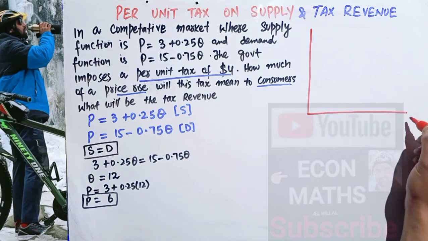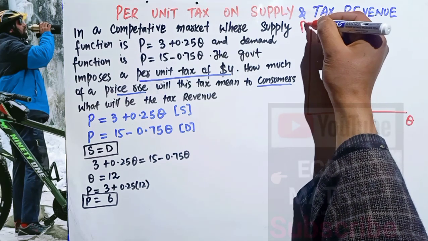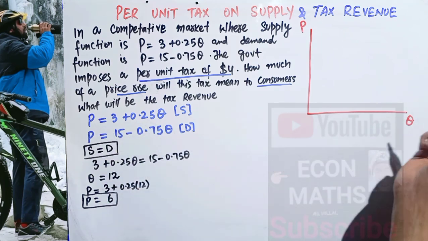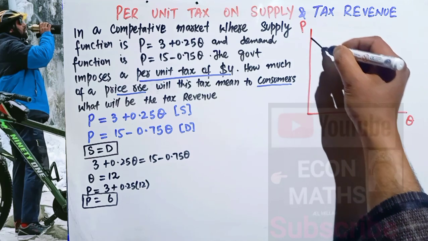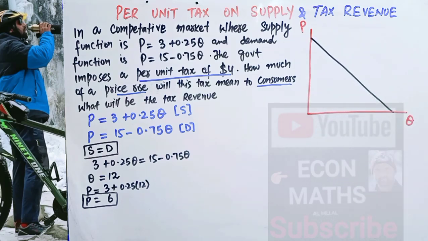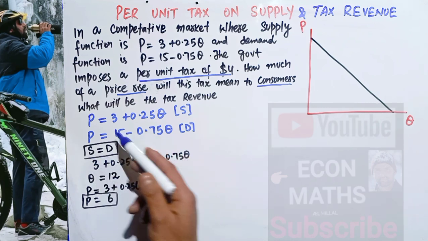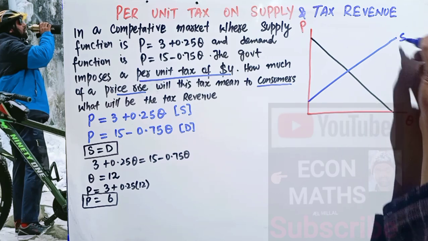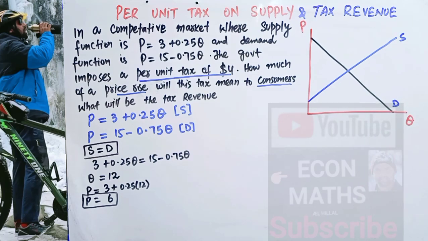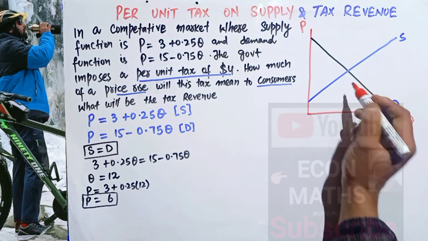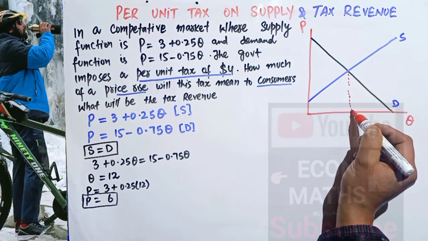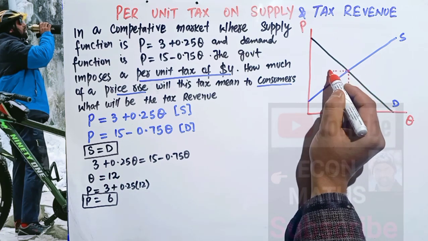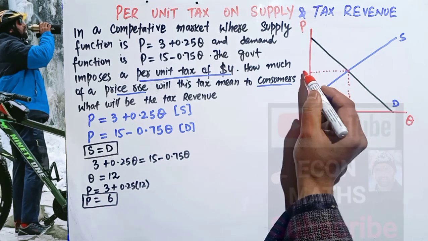Let's draw the graph. On this side we have the quantity, price on this side. We have the demand function with its intercept of 15. So let us draw the demand function here. Then we have the supply function. Okay, so let's draw the supply function like this. So this is supply function, this is our demand function. Initially the equilibrium occurs when quantity produced is 12 and price is 6.